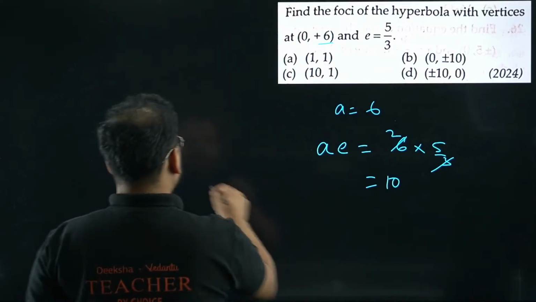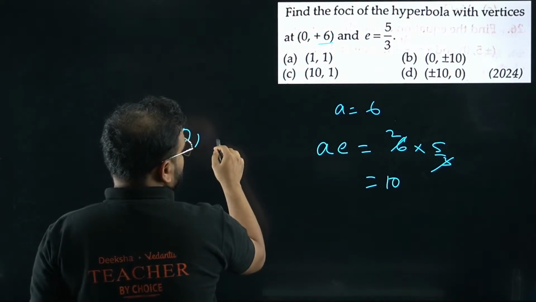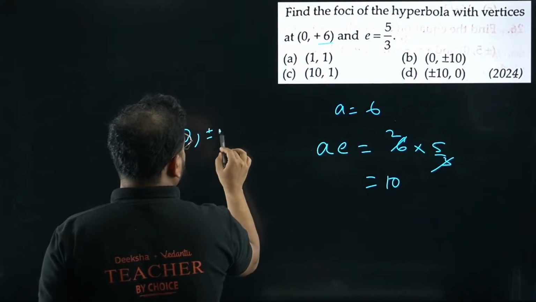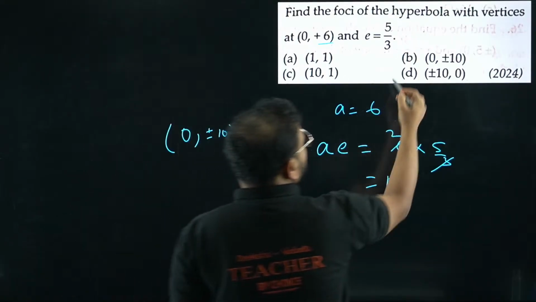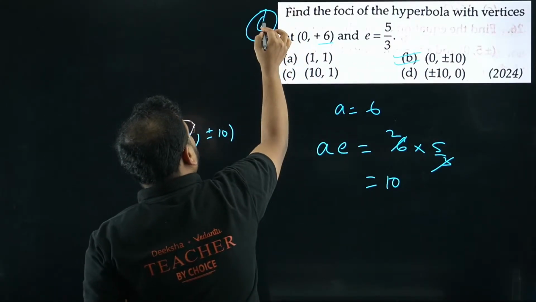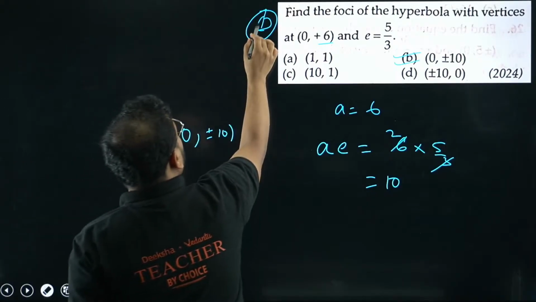And your y-axis is the transverse axis over here, so it will become (0, ±10), right? Option B is correct. All of you have a look. Option B, sorry, I've written here C. Option B is the correct option.